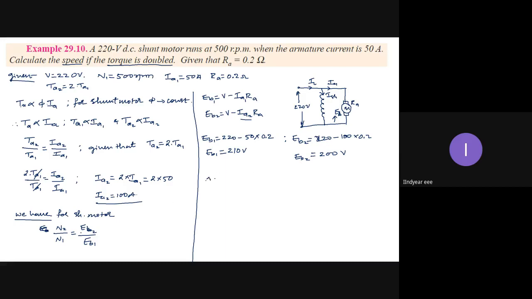Therefore, N2 is equal to N1 into EB2 by EB1. So N1 is 500 RPM into EB2 is 200, EB1 is 210. That gives 476.19 RPM.